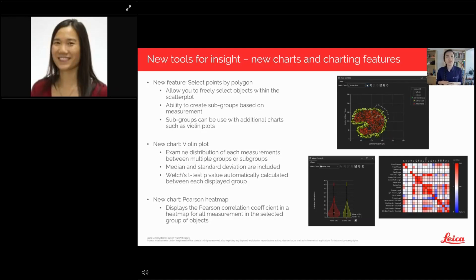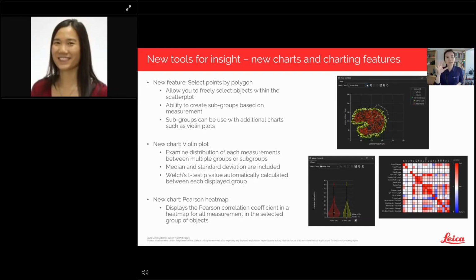Of course, this is not the only way to look at the cells and to separate the cells, and you can probably already start to imagine numerous other ways that you can separate and organize the cells that would be interesting to you. Second item here is our new violin plot. So you can examine the distribution of a particular measurement across different groups or subgroups.